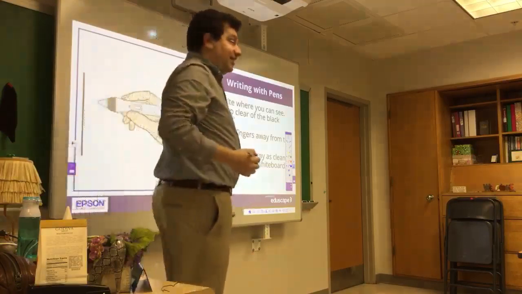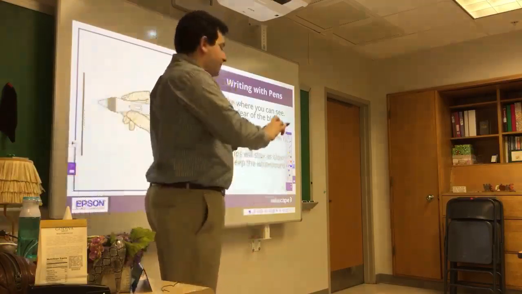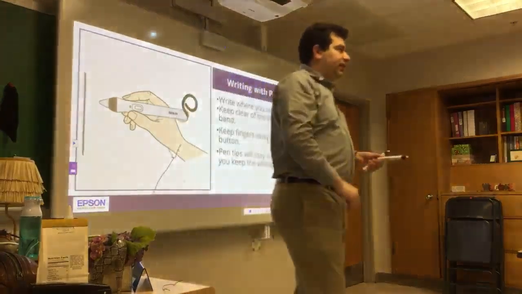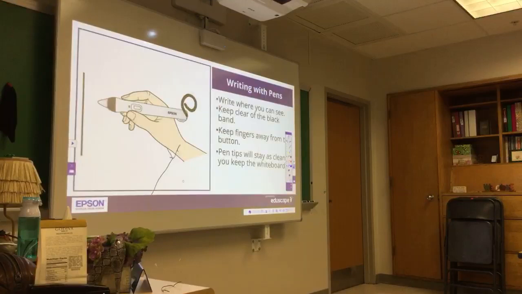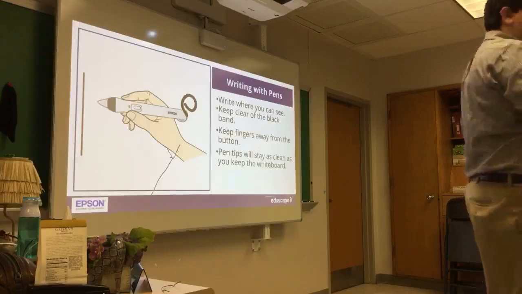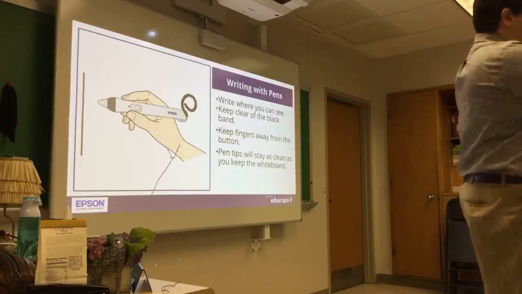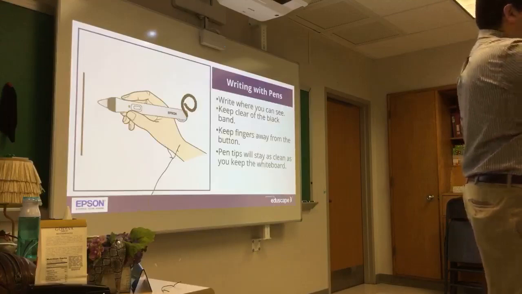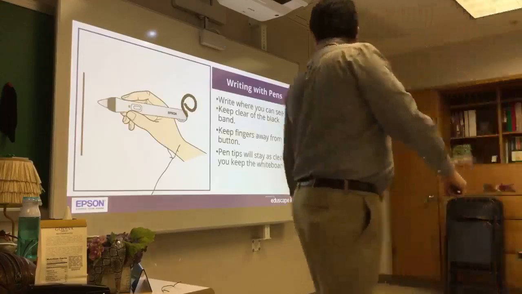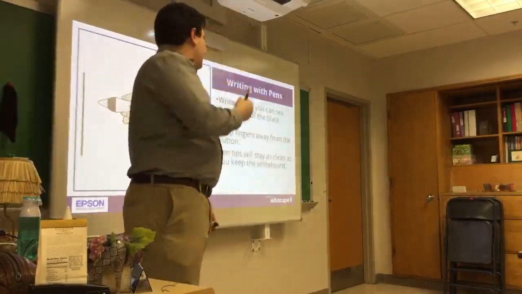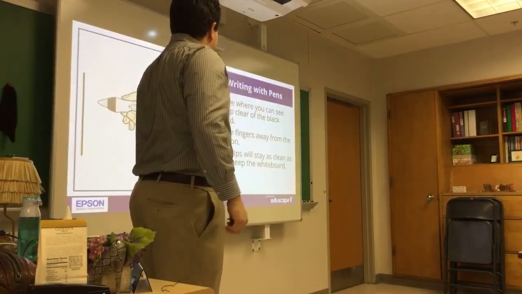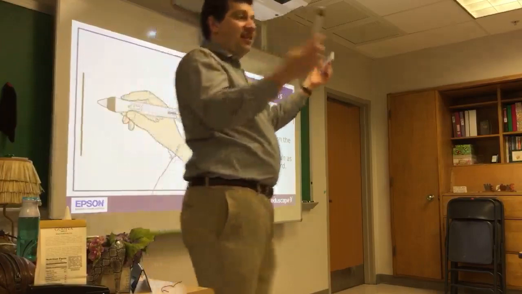So far, so good. Keep clear of the black band, especially students with mobility issues or grip issues. They'll grab the pen this way, and they'll try to write like that, or pre-Kers or kindergartners. That's fine if that's what they need to do. Just tell them to choke up on the bat a little bit. Don't cover the black band. And that's it. Keep your fingers away from the button. Don't hold the button while you're writing, and keep it as clean as possible. That's how the pens work. Any questions?